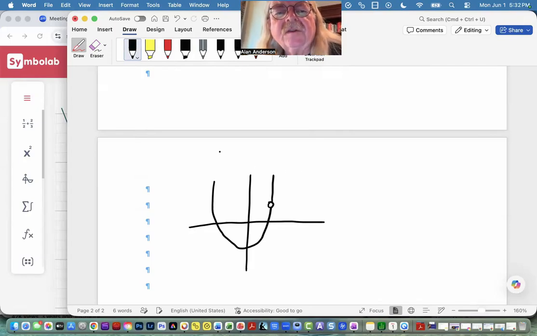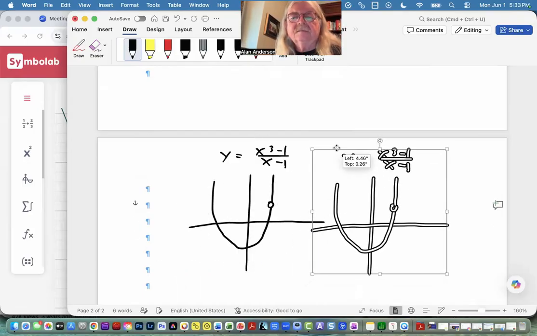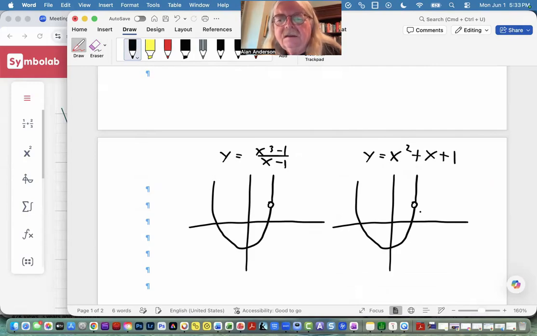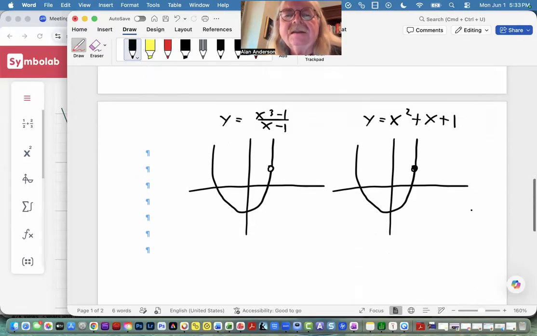Okay, so here we had our original function, x cubed minus 1 over x minus 1. And then let's copy this over here. And the new function, which is the same function, we don't have to worry about division by 0. So x squared plus x plus 1 doesn't have a hole. We can just fill it in right here. And by the way, don't forget, these both take place at 1.